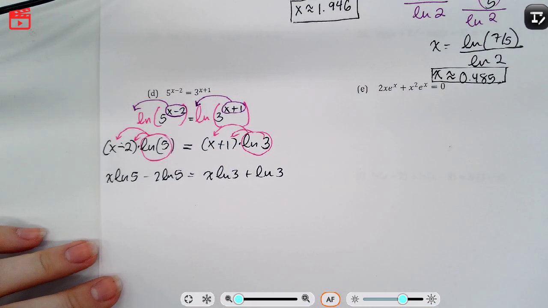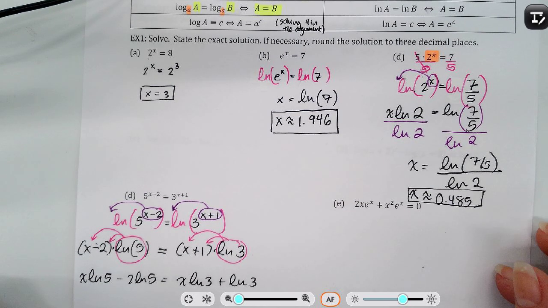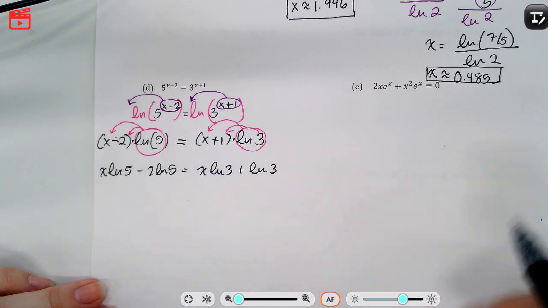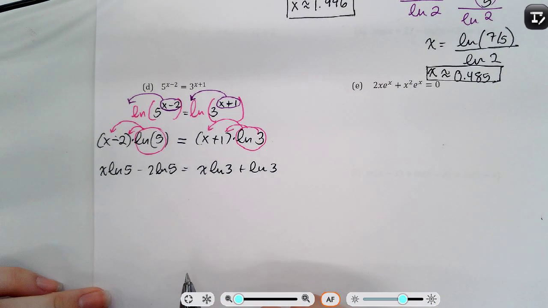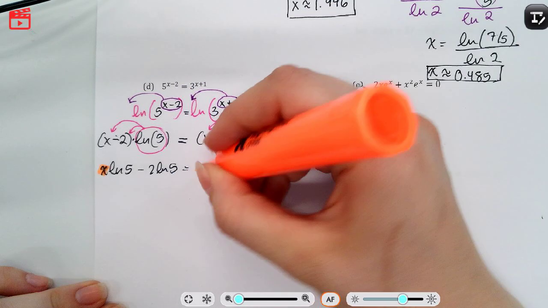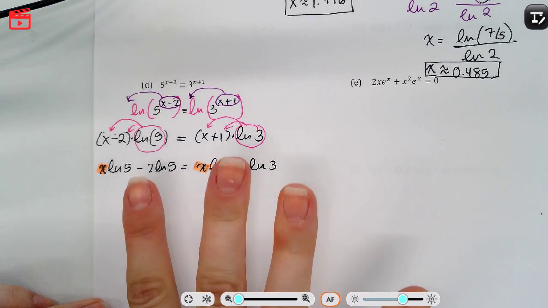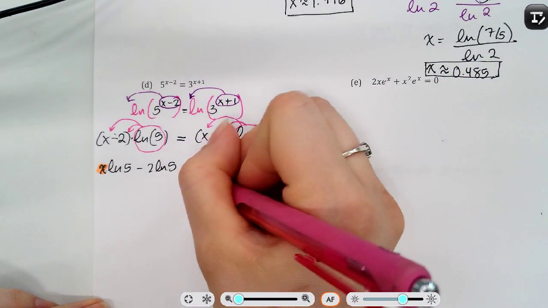And as mentioned before, the reason I use a scripted ln is because sometimes if I don't do that, it'll end up looking like a 1. And I want to avoid my own confusion, so I tend to use a scripted ln. All right, let's see, where is x? Okay, so we're going to get those terms on this side and the terms that don't have x on the other side. So subtracting.